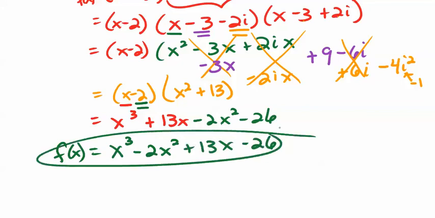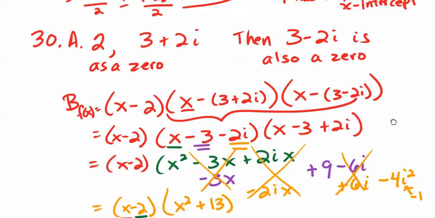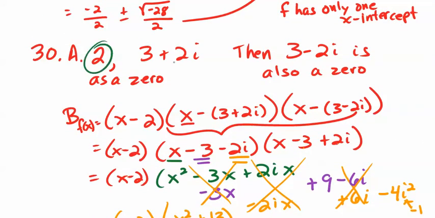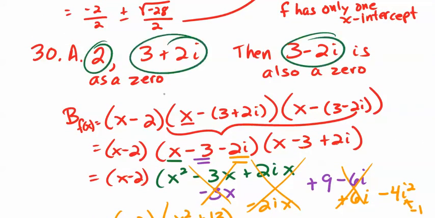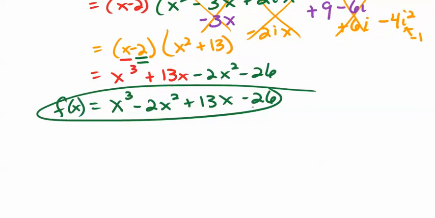So let me remind you what we were doing here. We knew the answers. We knew 3 zeros. We knew the values that made it equal to 0. Every zero came from a factor. And if we know the factors, then we can use the distributive property to get us back to the polynomial.